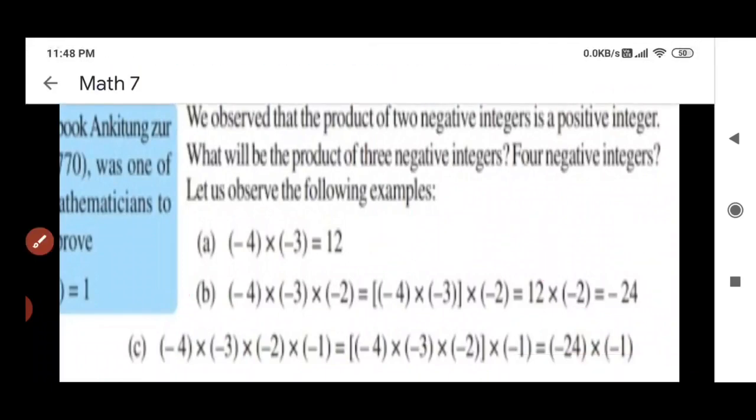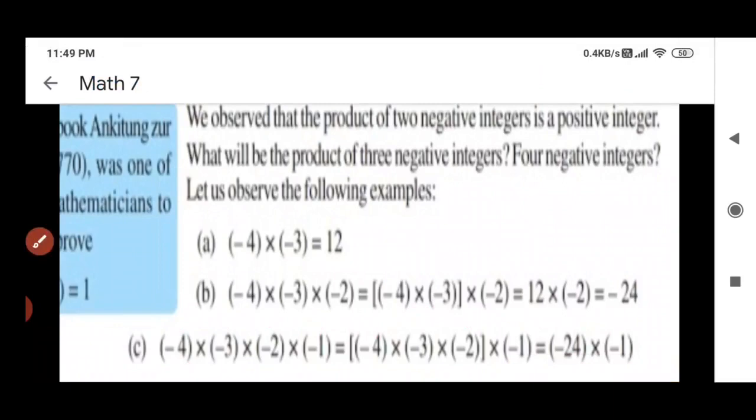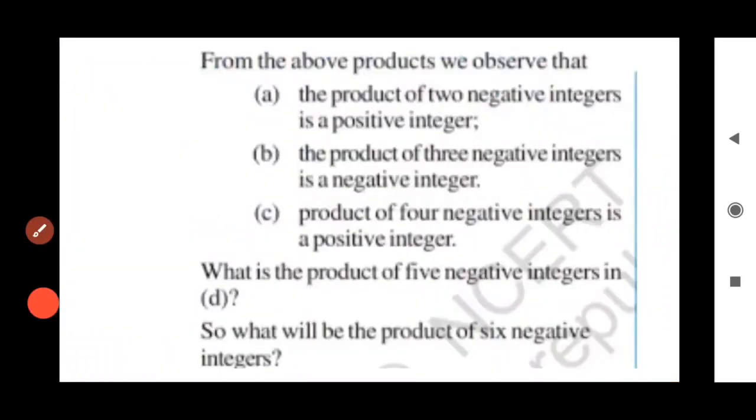Let's check the fourth one. C: minus 4, minus 3, minus 2, minus 1. So the product of 4 negative integers: minus 4 into minus 3 into minus 2 into minus 1. Let's check. Minus 4 into minus 3 is plus 12. Plus 12 into minus 2 is minus 24. Minus 24 into minus 1 equal to plus 24. So minus into minus is plus.